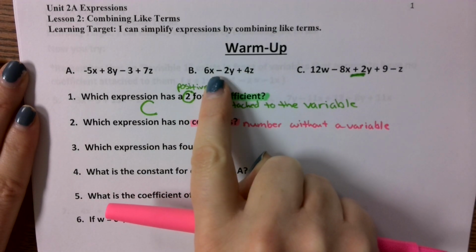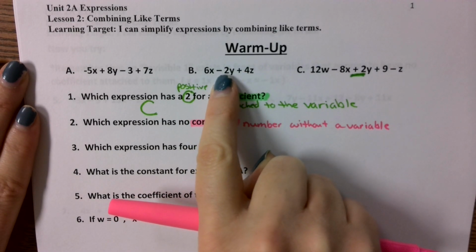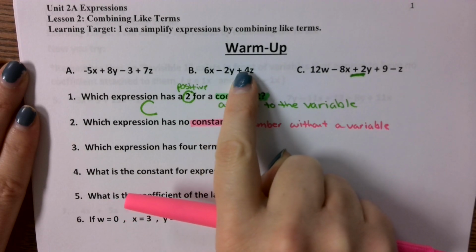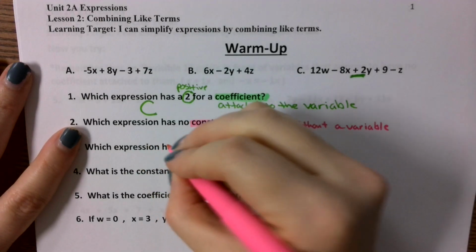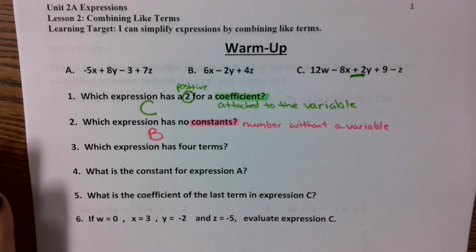Okay? 6 is attached to a letter. Negative 2 is attached to a letter. And 4 is attached to a letter. So we don't have any constants here. So this would be answer choice B.